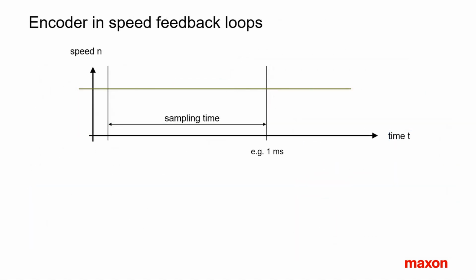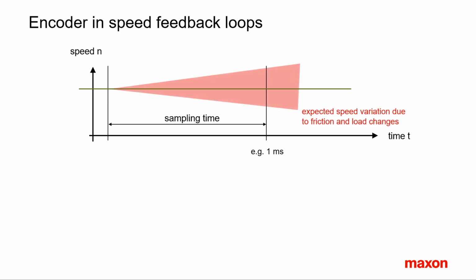What is the optimum encoder resolution for speed feedback? This question is not that easy to answer. There are many influencing factors. So what can happen to speed within one sampling period of the speed controller? Friction and load variations can lead to a deviation from the actual speed level. A high mass inertia, on the other hand, dampens this effect.